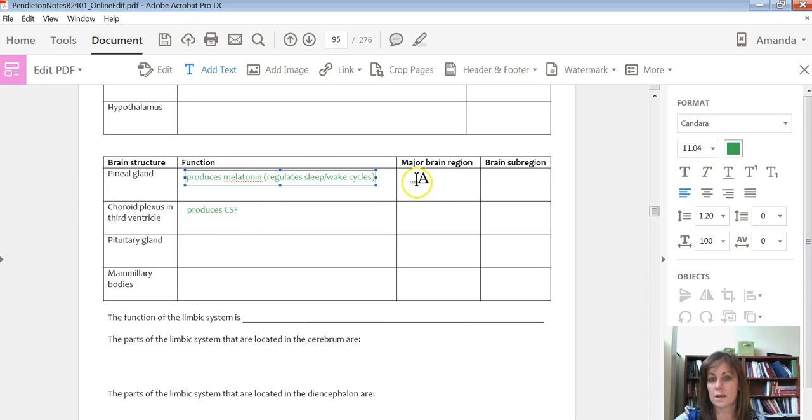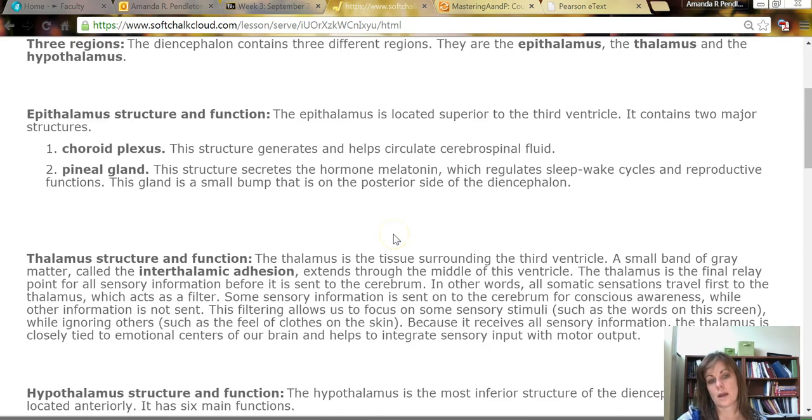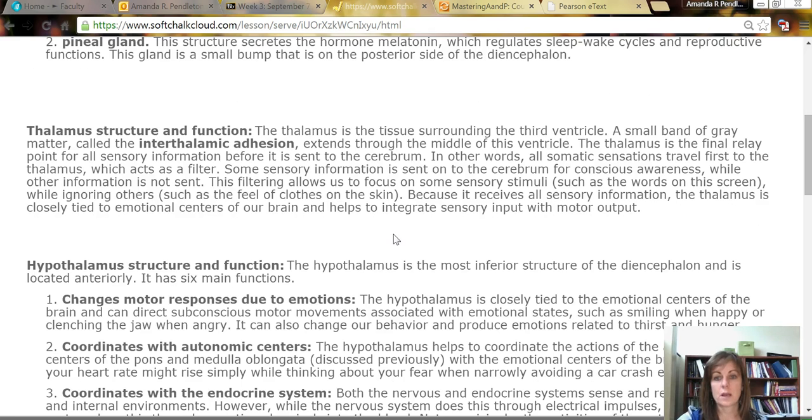Okay, let's remind ourselves the major brain region. Where do we go? Up higher in the notes packet to one of those 6 regions, and hopefully you're putting down the diencephalon. What about the subregion? What is the subregion? Okay, that's one of those 3 regions, either epithalamus, thalamus, or hypothalamus. So the subregion would be epithalamus. Okay, and I'll let you see if you can fill this in for the choroid plexus located in that third ventricle.